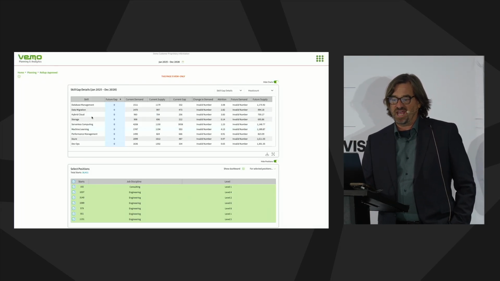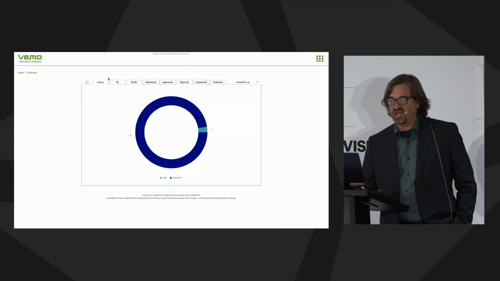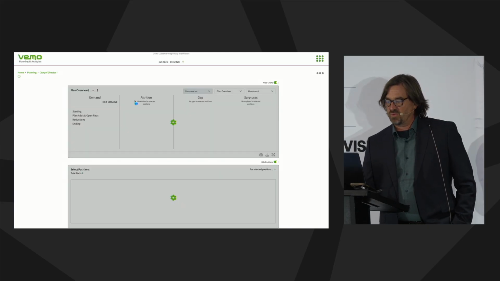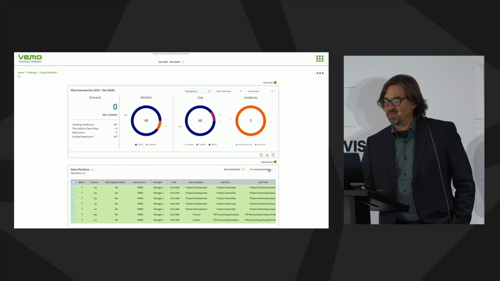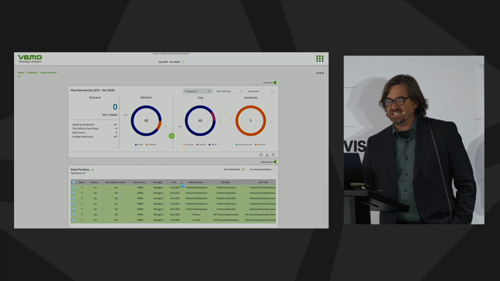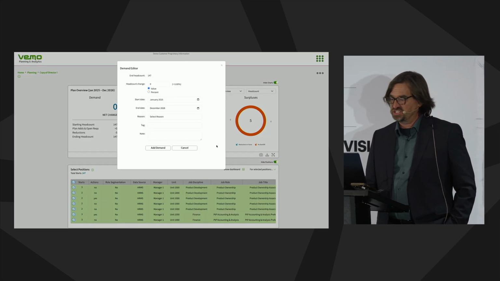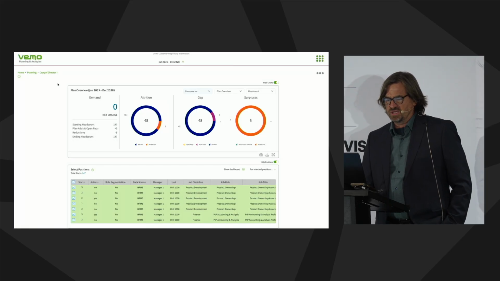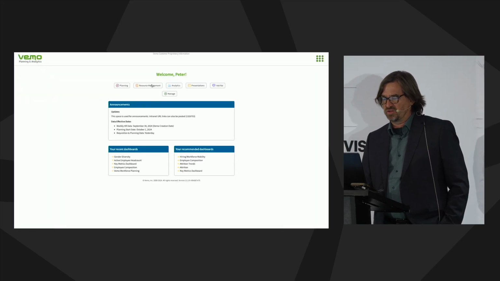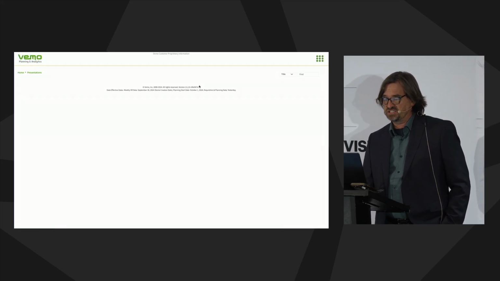There's a lot of stuff around editing. So I can go into an individual plan here as well, click on this plan, do whatever actions I want to do, add demand, do different functions, et cetera. But I don't have that much time to share that. So I'm going to go next and talk a little bit about our analytics and our presentations modules.